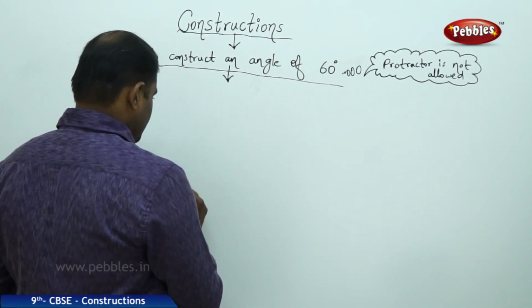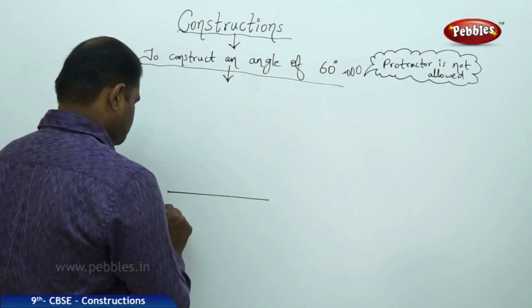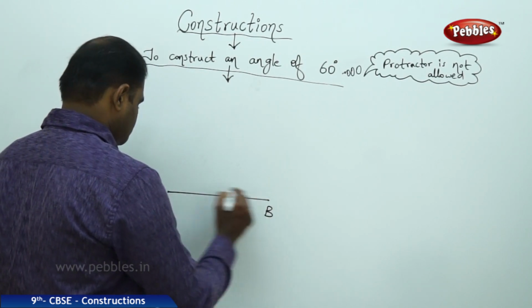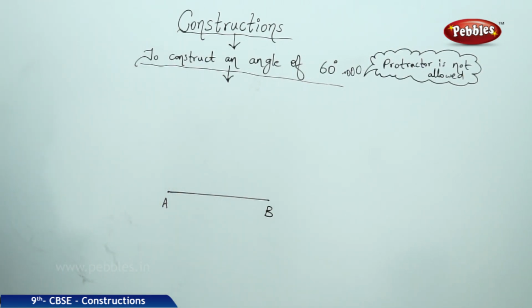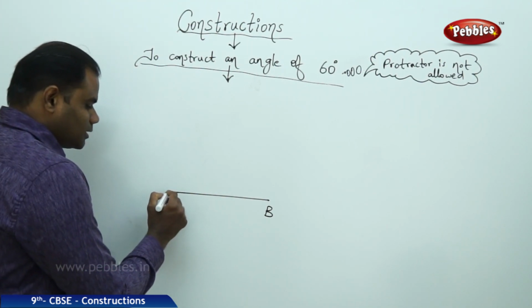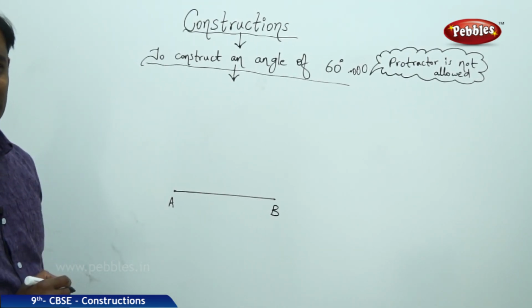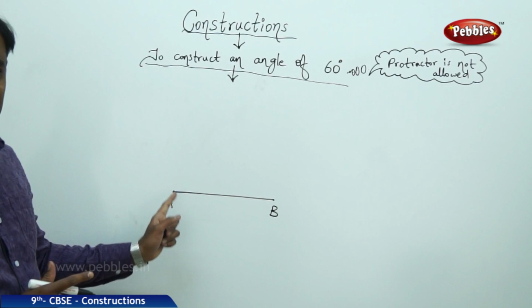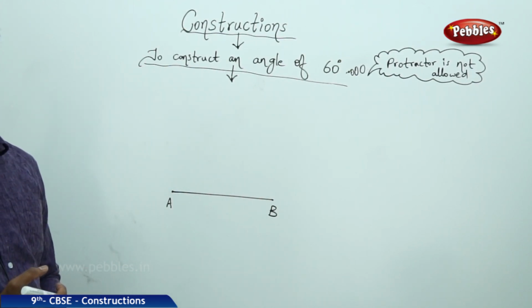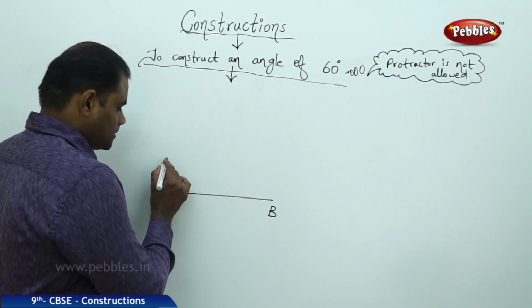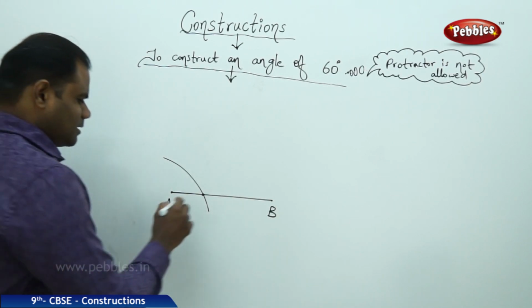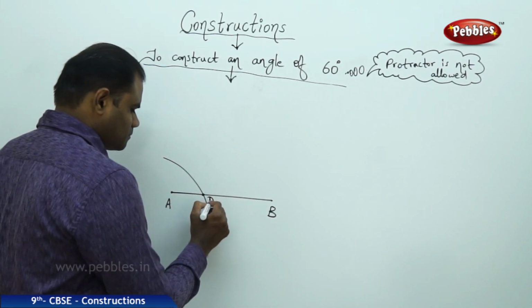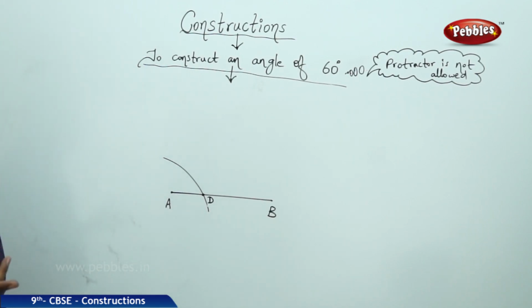So let's see how to construct an angle of 60 degrees without using the protractor. So here I take a line segment AB. Now at this point A, I would like to construct a 60 degrees angle. So let's see how we can do that. In order that I construct an angle of 60 degrees, I first put the compass at A and draw an arc of suitable radius. So here I draw an arc which cuts the line AB at some point D with some suitable radius from the compass.